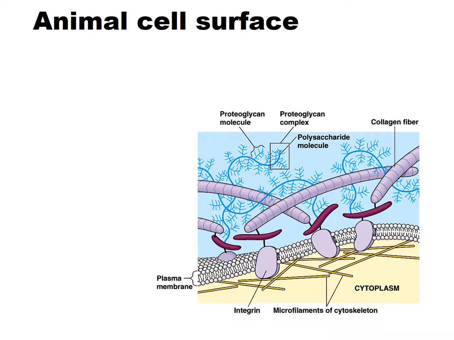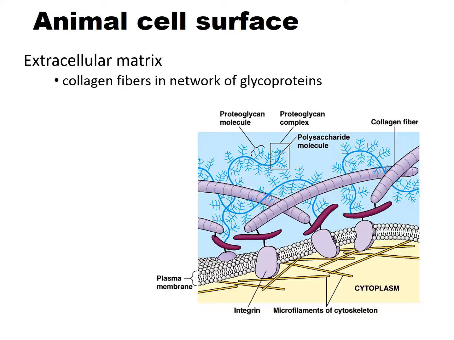The external environment of an animal cell is quite a bit different. We don't have the cell wall like plants and funguses and a lot of protists do. Instead, we have this extracellular matrix, which is largely collagen protein fibers shot through a forest of glycoproteins. A glycoprotein is a polysaccharide molecule that's attached to a protein molecule.